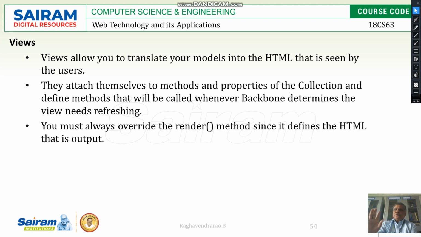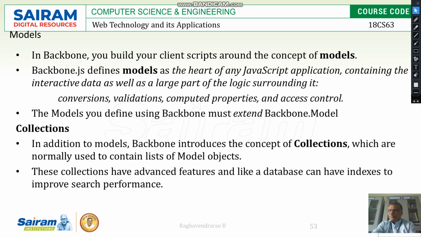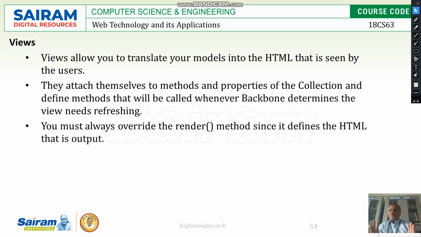Okay, so these two are Backbone options: models and collections. Overall, to look properly, the HTML is going to be used. They attach themselves to methods and properties of the collections. You define the methods, and whenever Backbone is called, it determines when views are going to be refreshed. Meaning, when the data is getting collected and you see all the things, you can refresh, and the new things are going to be over there.